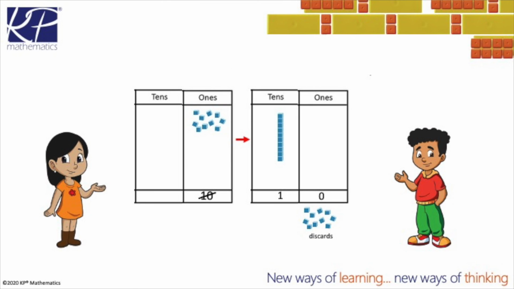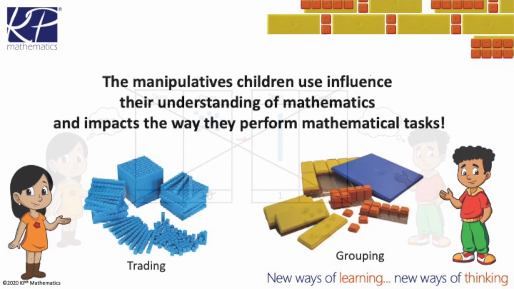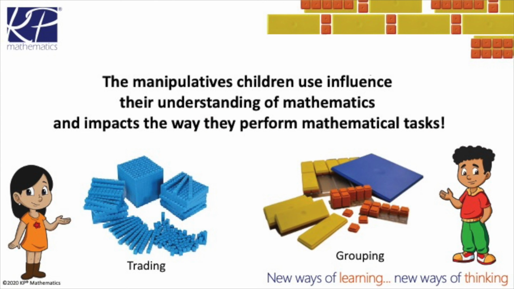In contrast, there are significant drawbacks by using base 10 blocks. The meanings we impose on base 10 blocks to make them work may not be the meanings that children take away. When we must impose meaning onto a manipulative, we open the door to confusion, misinterpretation, and inaccurate conclusions. The manipulative children use influences their understanding of mathematics and impacts the way they perform mathematical tasks now and in the future.